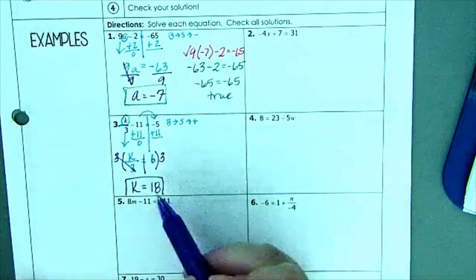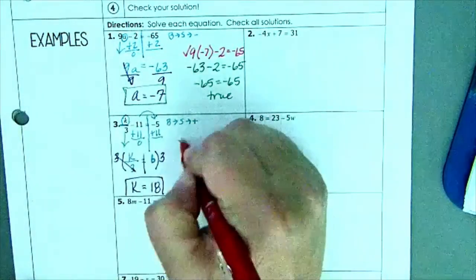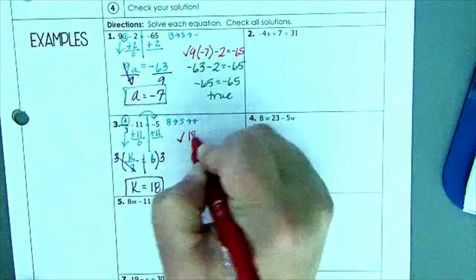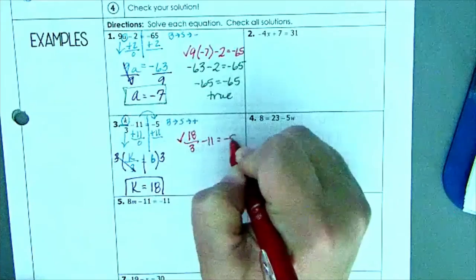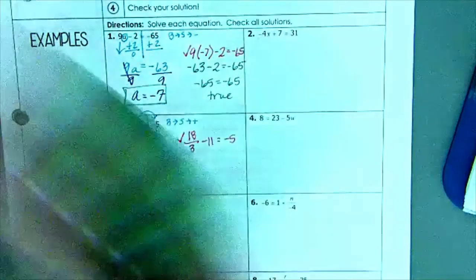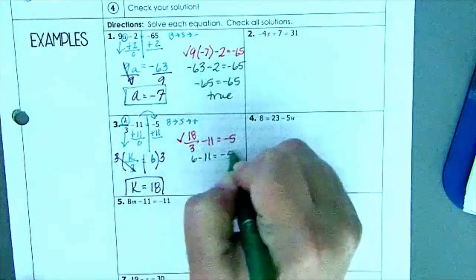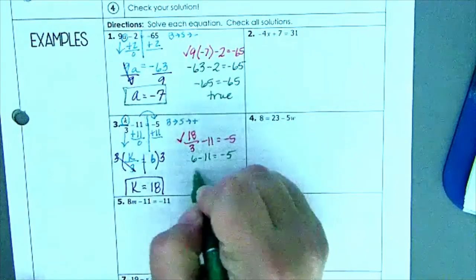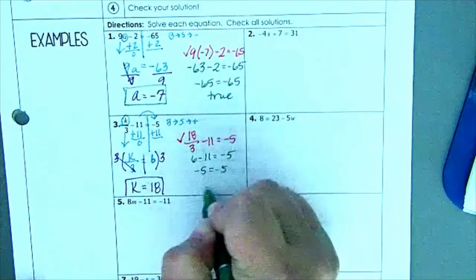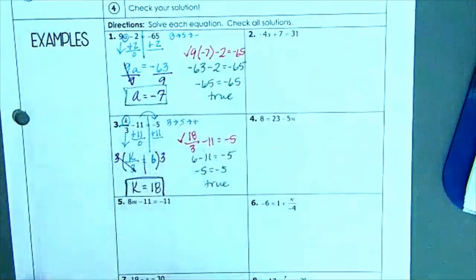And again, you would plug this in to check. So I plug in, and I'm going to have 18 over 3 minus 11 equals -5. And now we simplify. 18 divided by 3 is 6. Minus 11 equals -5. This is battle, so they're subtracting. The negatives are winning. So we have -5 equals -5. This is true. So therefore, this is the correct answer.